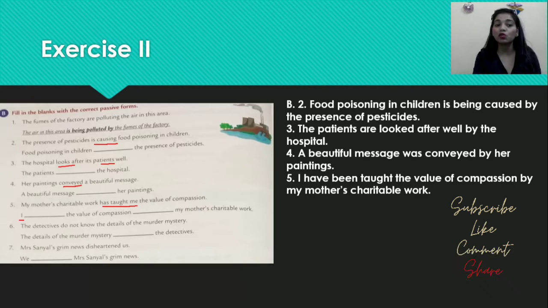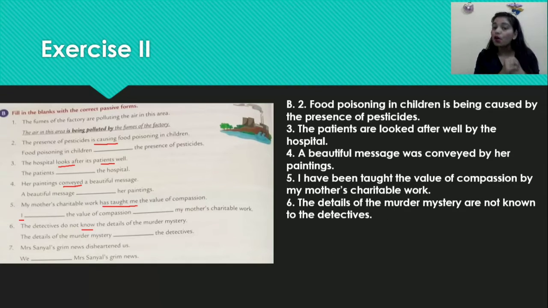The detectives do not know the details of the murder mystery. So keep in mind that you have to attach not with the verb also. The details of the murder mystery are not known to the detectives. Now you must be confused why we have used are. Are is used because this is plural. Clear? Last sentence of exercise 2.